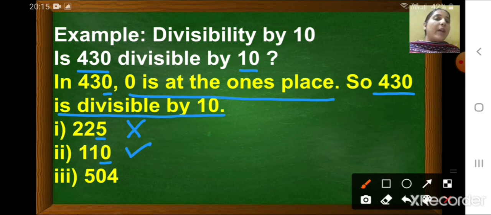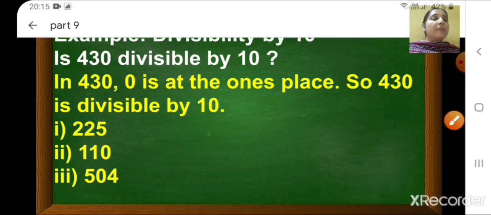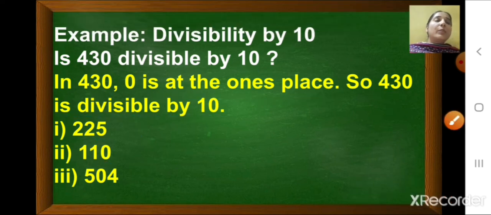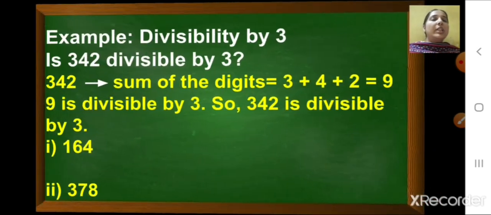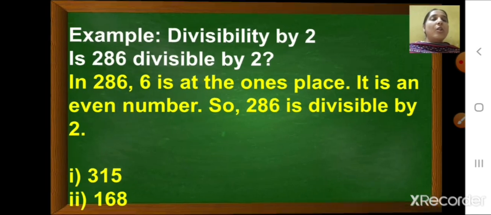Now what about 504? Is it divisible by 10? Just look at the digit at the ones place, which is 4. So it is not divisible by 10. Okay. So children, these were the tests of divisibility for numbers 2, 3, 5 and 10. Easily you can find whether a given number is divisible by 2, 3, 5 or 10 or not.